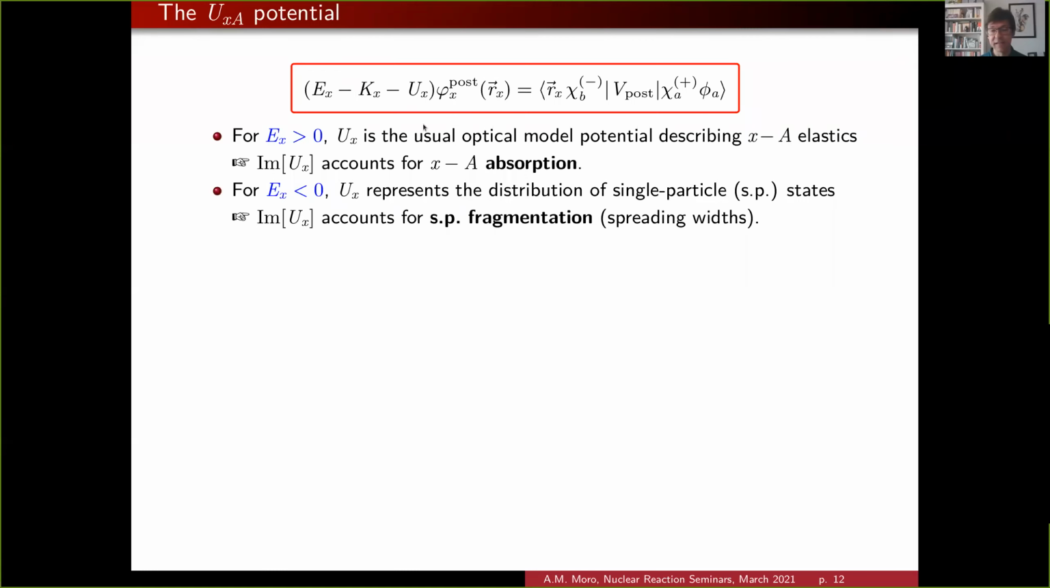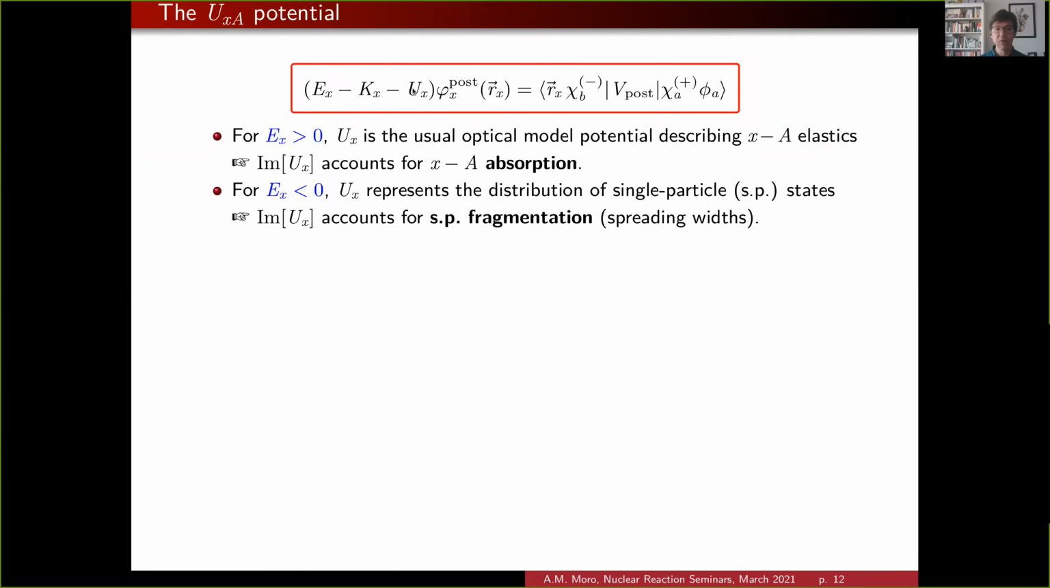So this is essentially describing what we may call a transfer to continuum states. The imaginary part in this case, U, we can associate with the standard optical model potential, and the imaginary part accounts for the absorption taking place in the X plus A system. But we can also extend this to negative energies because the X particle can go to bound states, and this is what we usually call transfer.